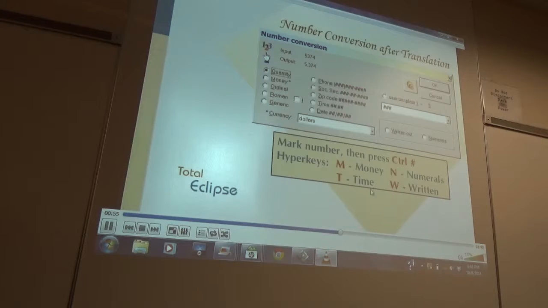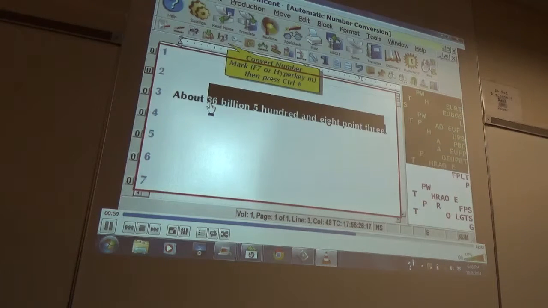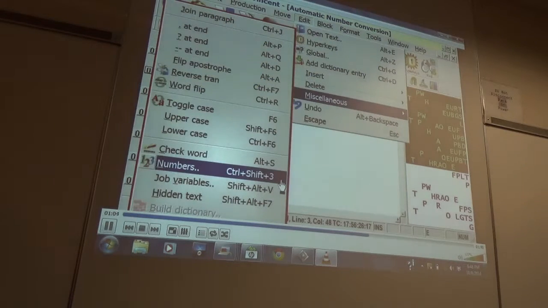Occasionally you'll want to convert numbers after translation. Mark the number first, then click on the toolbar icon, or use the menu or the speed key, Control and the pound key together. You see what it's telling you there? So if you wanted to convert it, that's all you have to do. Global it, which is what? G, or Control G. Okay? And you global the whole thing that you want, so the whole stroke.